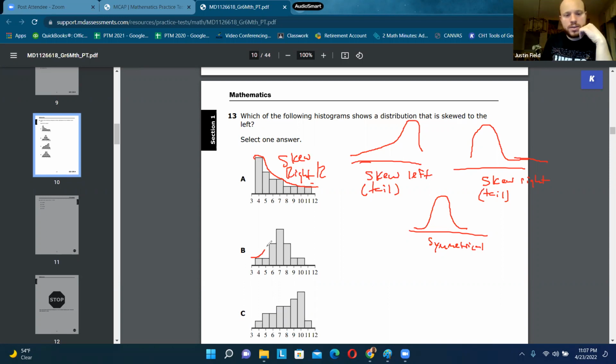This guy, one second. So this guy is symmetrical because if we draw a curve, then the peak is in the middle. So this goes down to the left side, so it's skew left. So what do they want to know again? Oh, skewed left, that's C.